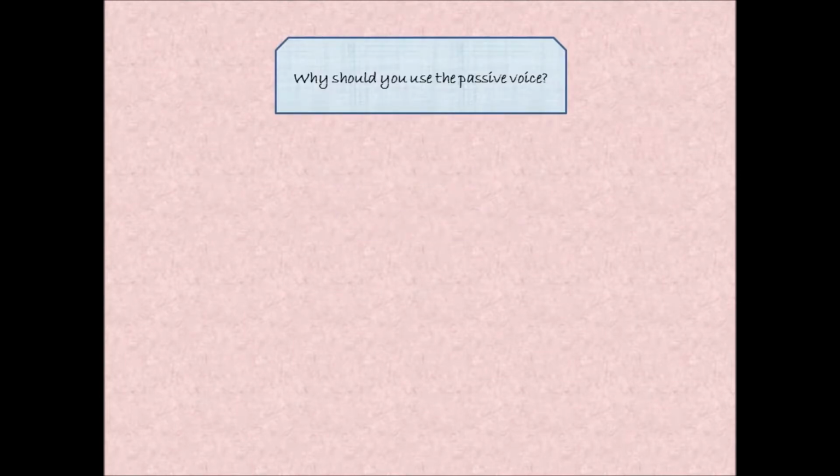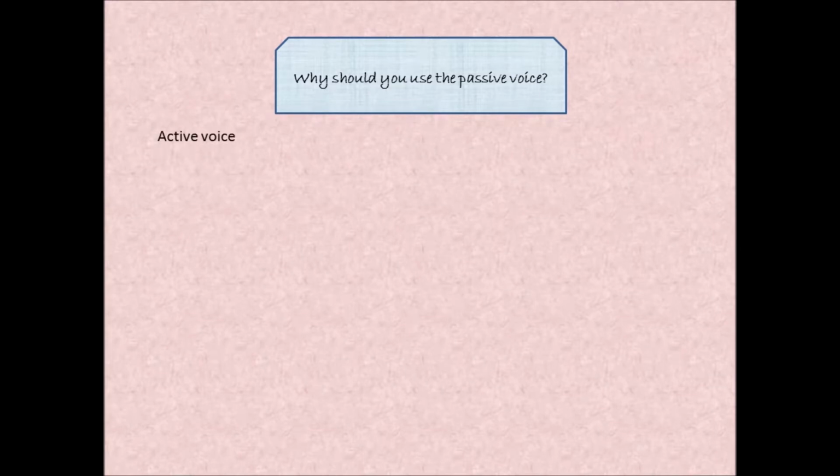Why should you use the passive voice? There are times when you don't want to say who or what did the action. Maybe you don't want to know who did the action, or maybe the object is more important than the performer of the action. To understand, we first need to know the active voice.